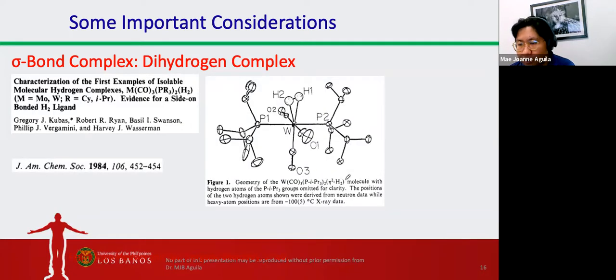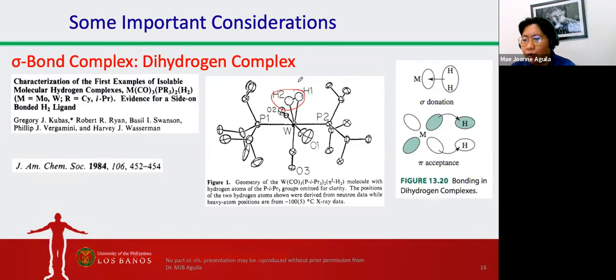So this is using tungsten as the metal. And then you see over here, this is the dihydrogen. What is interesting about this is the coordination is via a sigma donation, wherein the sigma MO is involved. So electrons from the sigma molecular orbital, which is filled for hydrogen, will be donated to the orbital of the metal for the sigma donation.